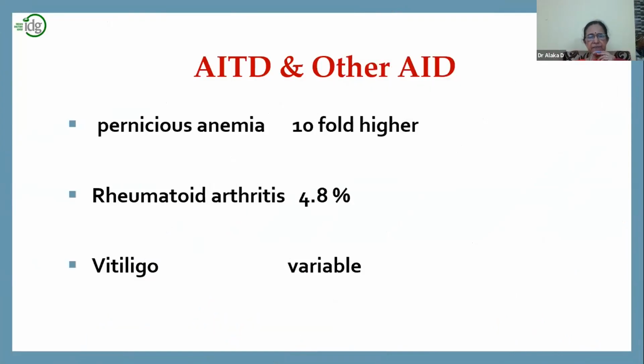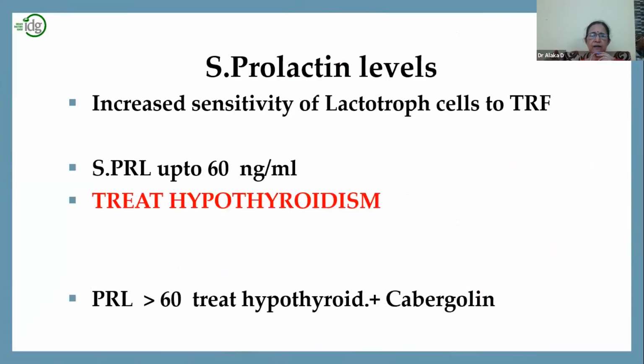So pernicious anemia is 10-fold higher in autoimmune thyroid disorder, B12 deficiency again. Rheumatoid arthritis 4.8%. Vitiligo is again common in hypothyroid cases. Now I had read this, and therefore I carried out this study, that there is an increased sensitivity of lactotroph cells to thyrotrophin releasing factor.